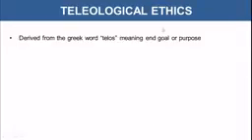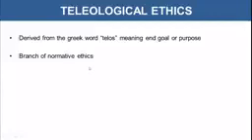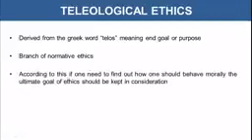Now coming to teleological ethics. It has been derived from the Greek word telos, which means end goal or purpose. So it is also a branch of normative ethics. According to this, if one needs to find out how one should behave morally, the ultimate goal of ethics should be kept in consideration. So if you're confused about how you should act, what is right, what is wrong, who would decide that? You should keep in your mind the end purpose.